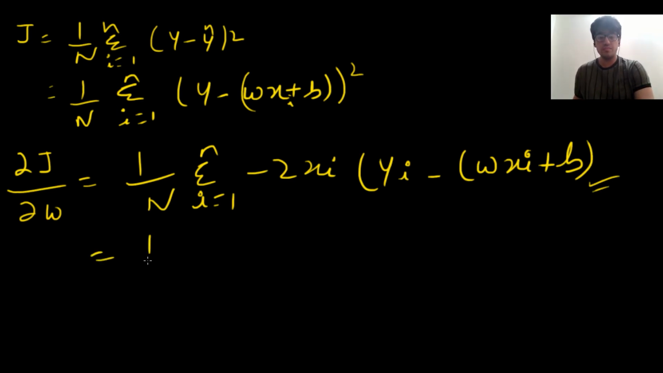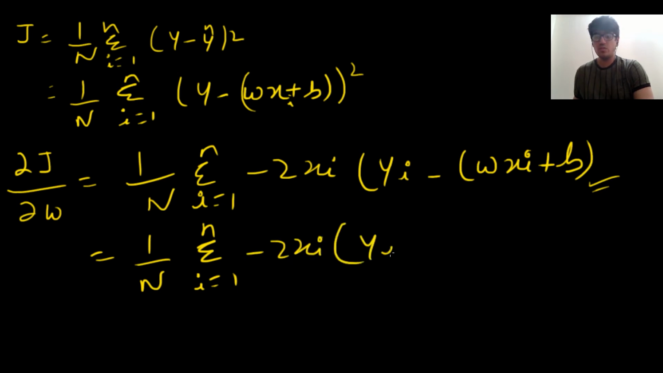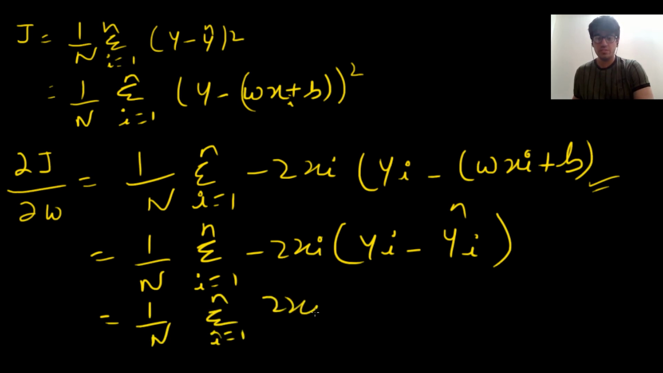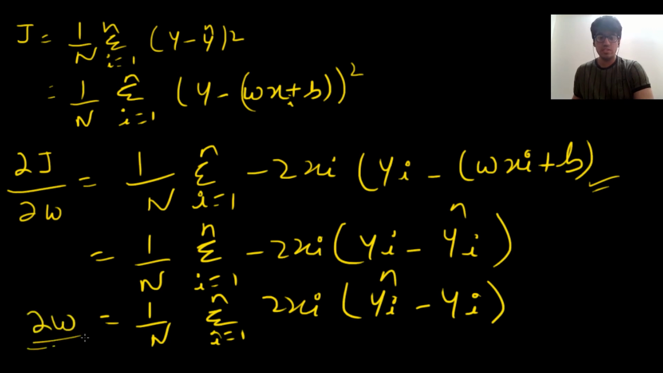We'll just say 1 by n into the summation of i from 1 all the way to n. We'll say minus 2xi into (yi minus, again we can reduce this term, right? We can again reduce this term as yi hat). Now, in order to get rid of this minus sign, we can just do something like this: 2xi into (yi hat minus yi).